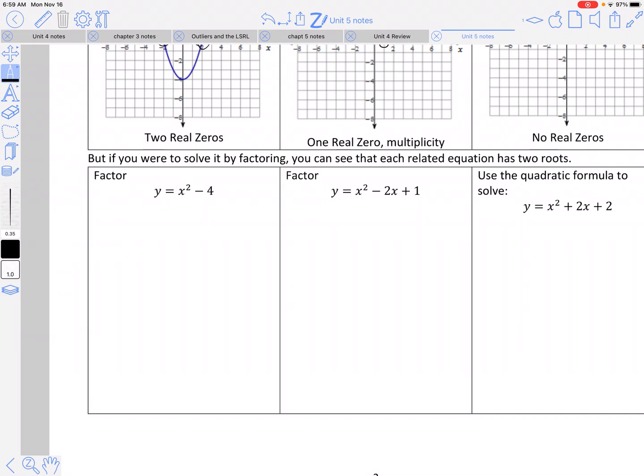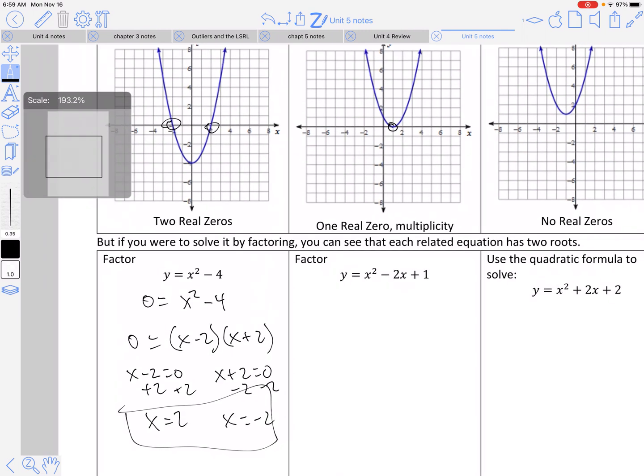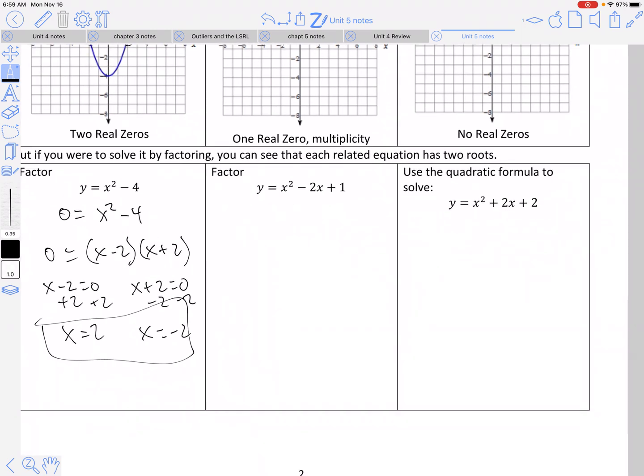Alright, so we're going to solve this first one by factoring. So if you remember, we get 0 equals x squared minus 4. So we've got to think of something that multiplies to give us negative 4, but adds to give us 0, right? That'll be x minus 2, x plus 2 when we factor that. So x minus 2 equals 0, x plus 2 equals 0, and we solve, and we get x equals 2, x equals negative 2, right? And we have those 2 zeros at negative 2 and 2, the 2 solutions.